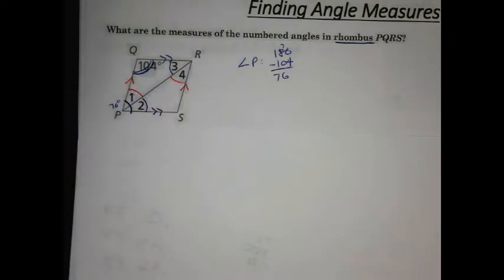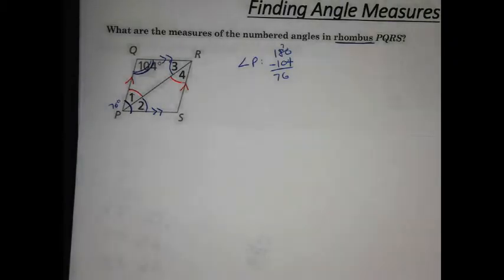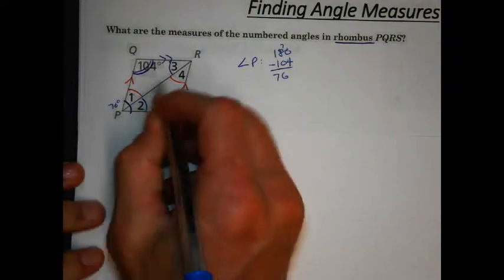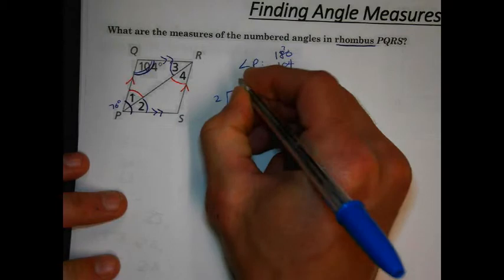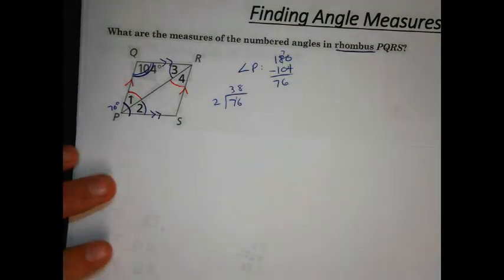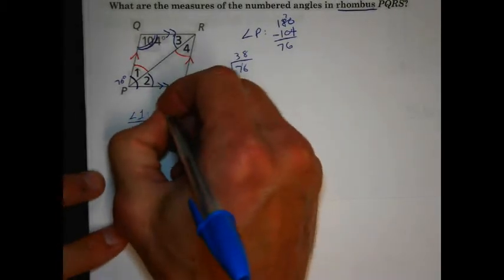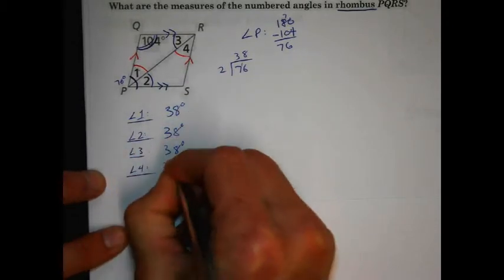Because we have to remember consecutive angles are supplementary in parallelograms because a rhombus is a parallelogram. All the things about parallelograms apply to the rhombus as well. We can't overlook that. Don't forget. Anyway, 76 is the whole thing, but it's split in half. So if we have 76, divide that by 2, we're going to have 38. So that means each one of these angles is 38. So look how easy it's going to be to fill in all this stuff. 38, 38, 38, 38, all 38.